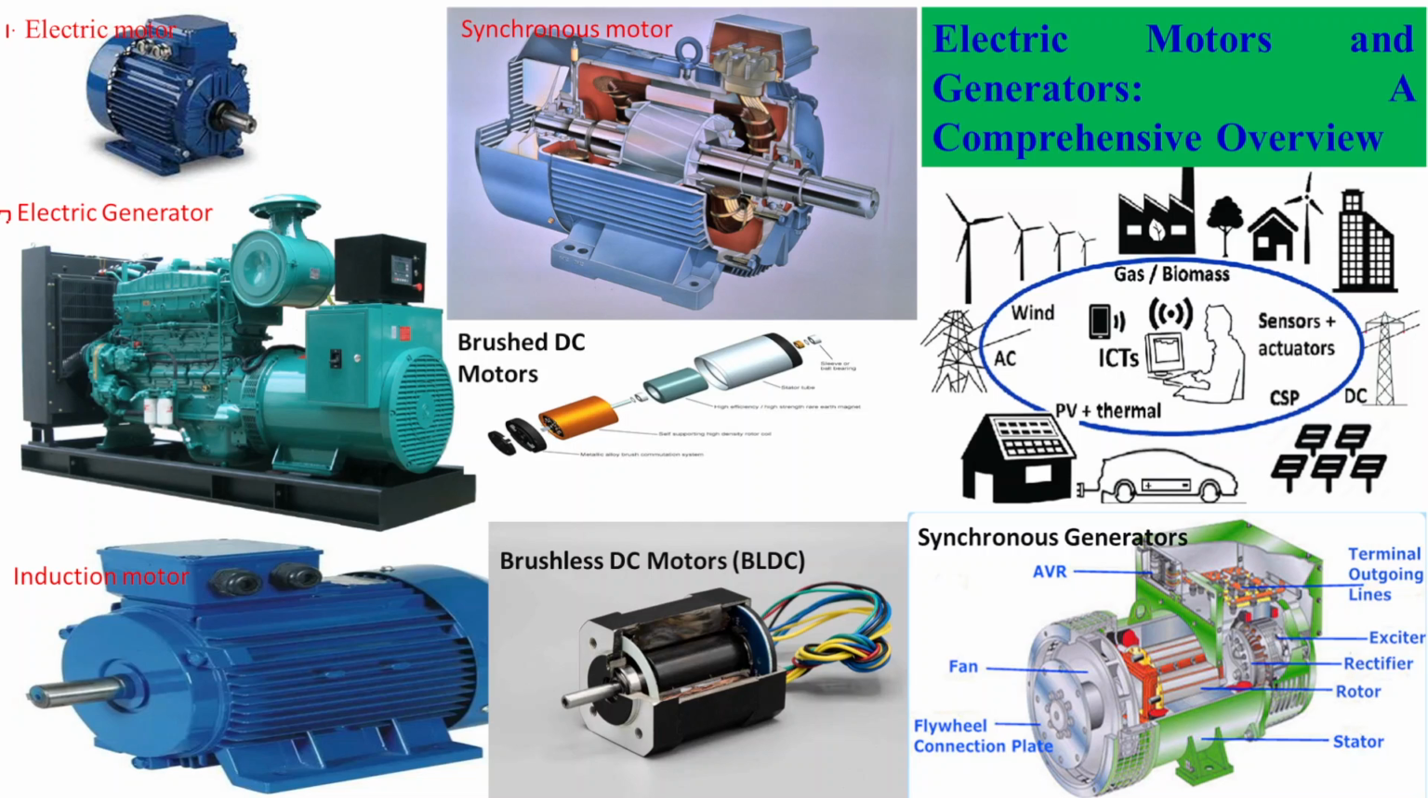Next one we will see the electric generator. Electric generators operate on the principle of electromagnetic induction, where the relative motion between a magnetic field and a conductor induces an electromotive force or voltage across the conductor. When the conductor is rotated within a magnetic field, as in a generator, it cuts through the magnetic lines of force and induces the voltage in the conductor according to Faraday's law of electromagnetic induction.